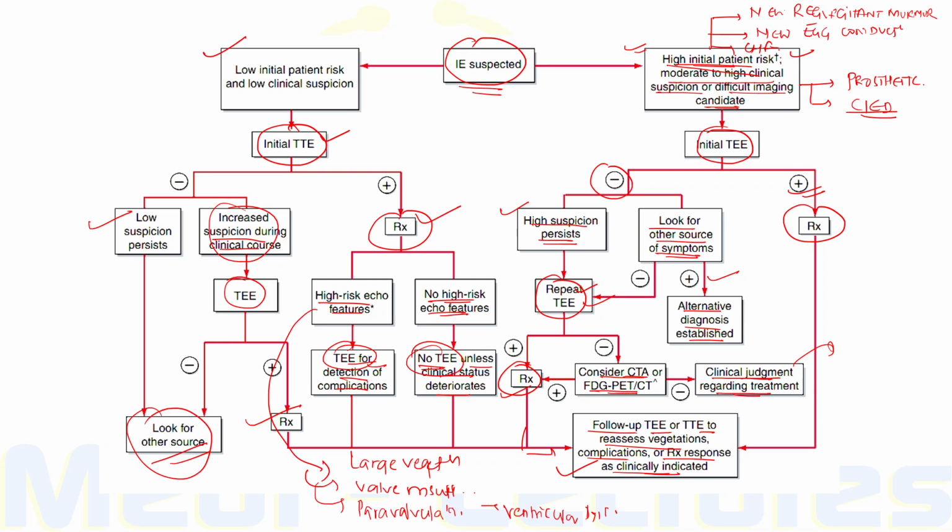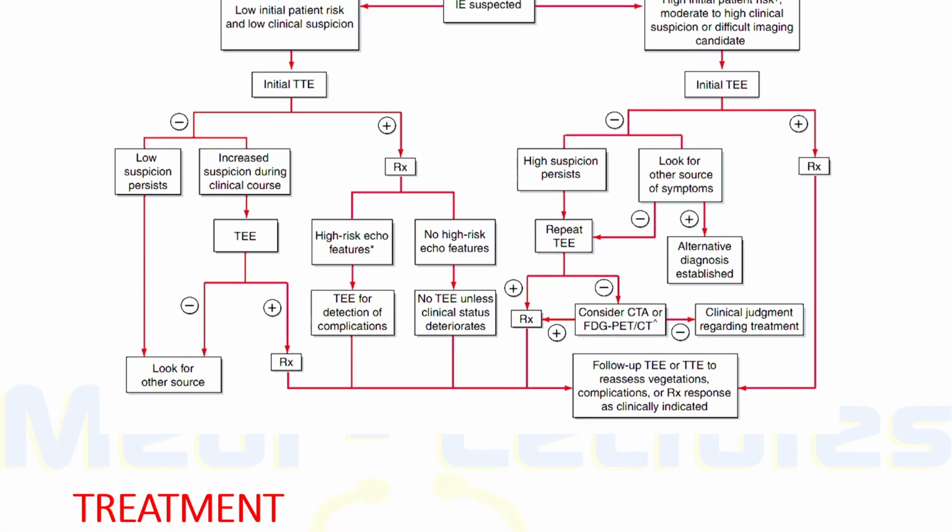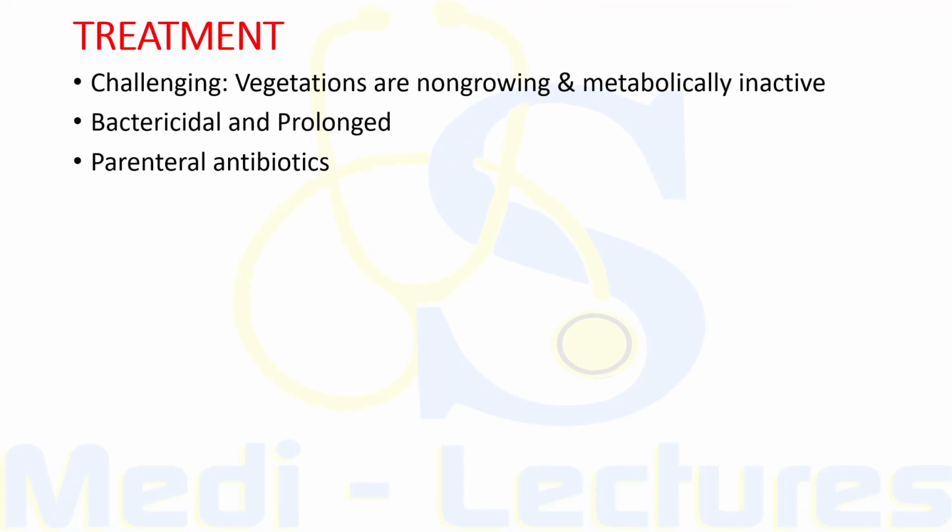Now coming on to one of the most important parts of this presentation, that is treatment. Treating infective endocarditis successfully is challenging because, as we have discussed, bacteria within vegetations are largely non-growing and metabolically inactive. This makes them less susceptible to antibiotics. Therefore, therapy has to be bactericidal and prolonged. Antibiotics are administered parenterally to achieve effective serum concentrations that can penetrate the depths of the vegetation through passive diffusion.